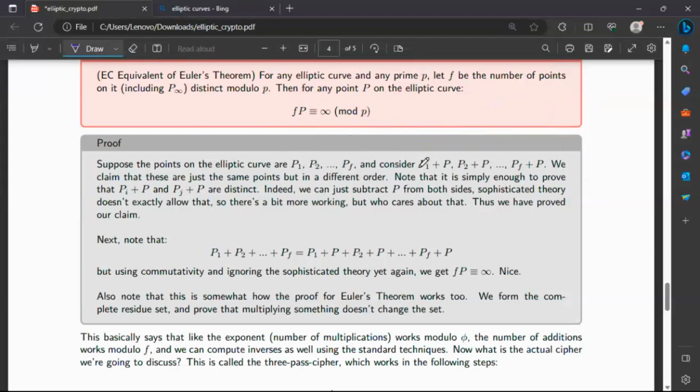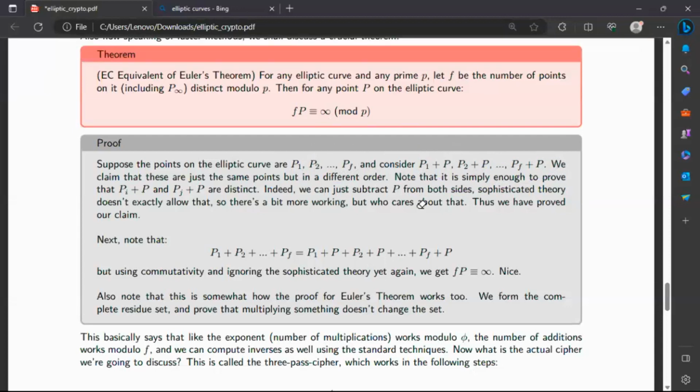This is a lot similar to the proof of Euler's theorem, basically the same. So suppose the points are p1, p2, p3 till pf, since there are f points. Next we'll consider p1 plus p, p2 plus p, and so on till pf plus p. We claim that both of these sets are just the same, but in a different order, basically permuted. It's basically enough to prove that for pi distinct to pj, pi plus p and pj plus p are distinct.